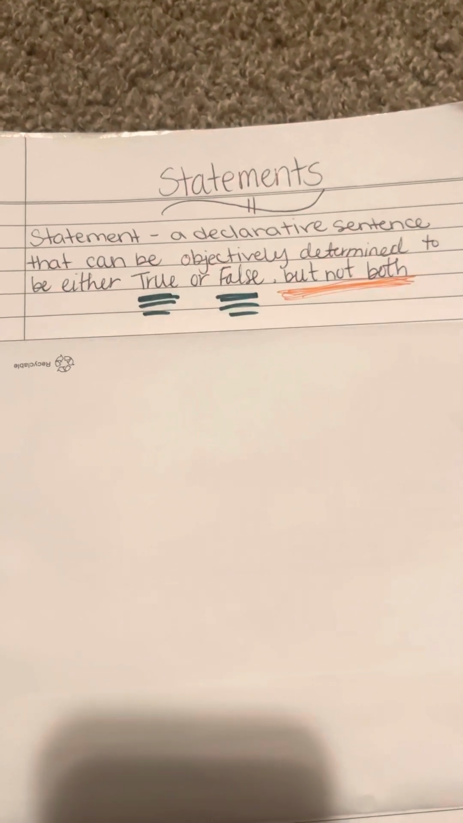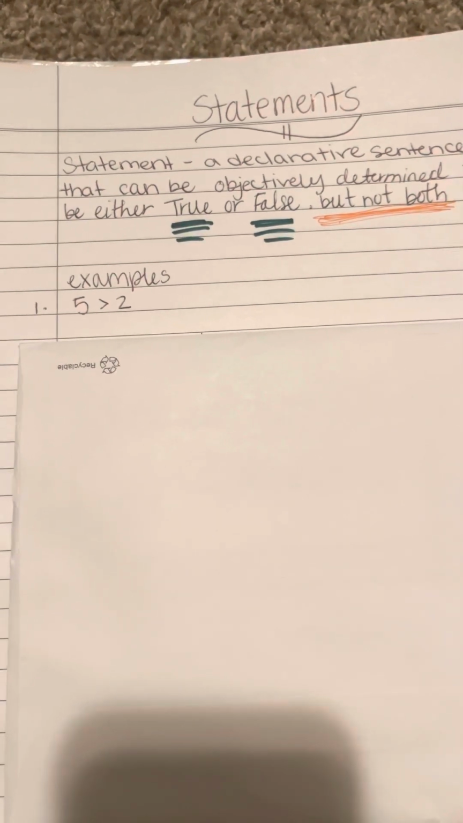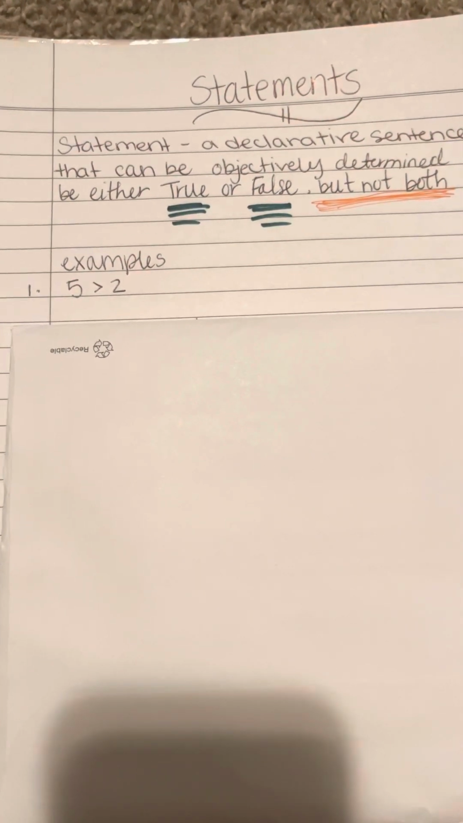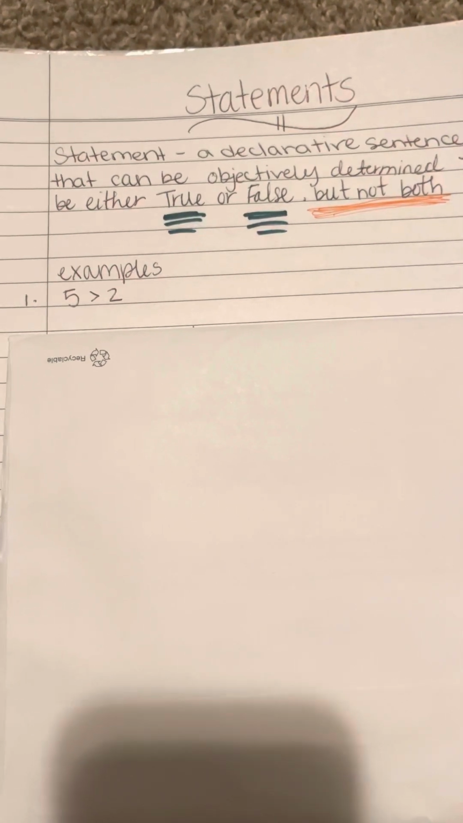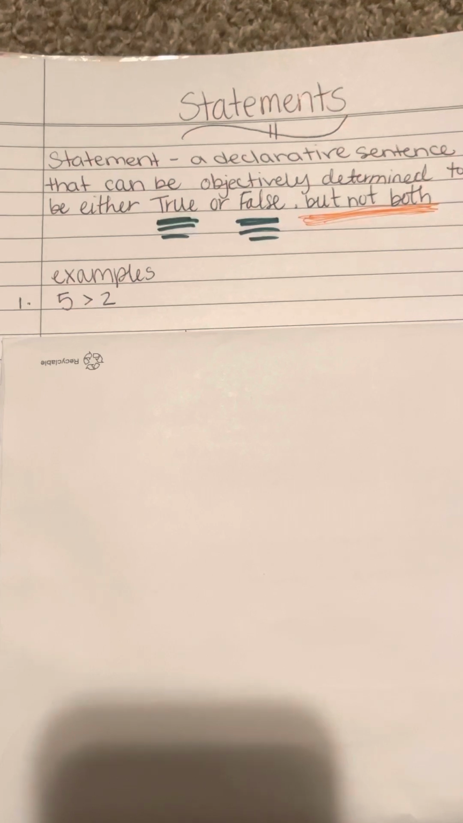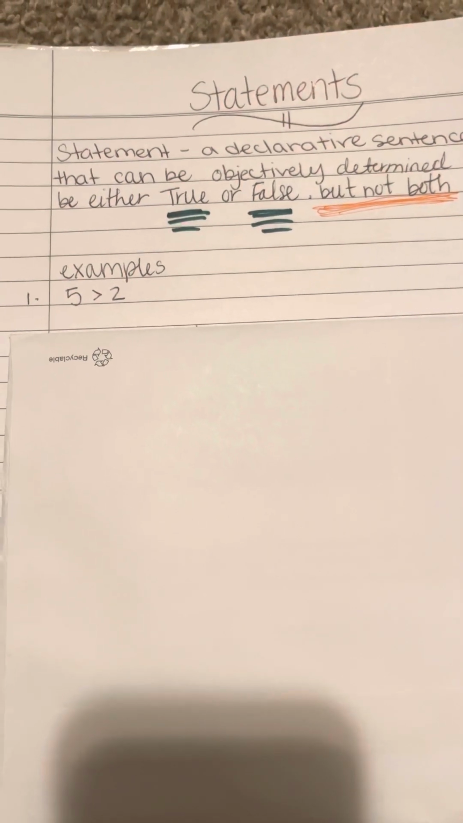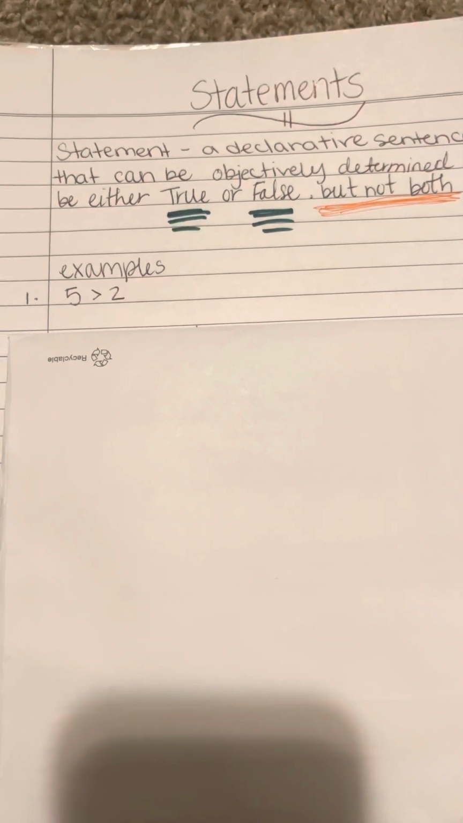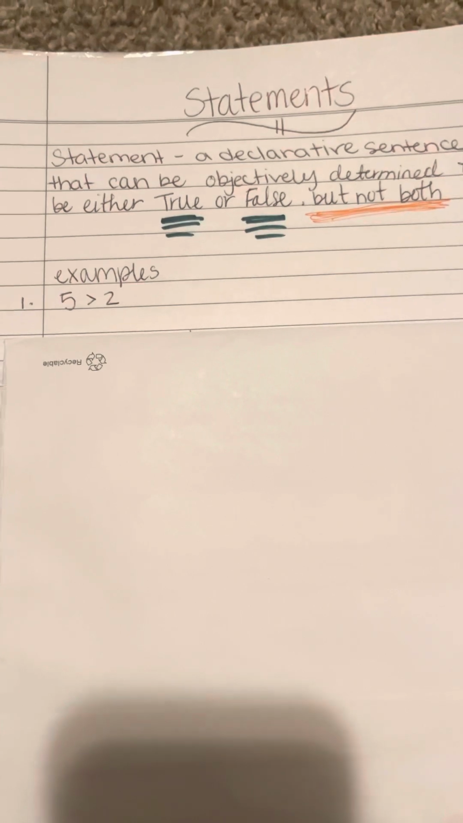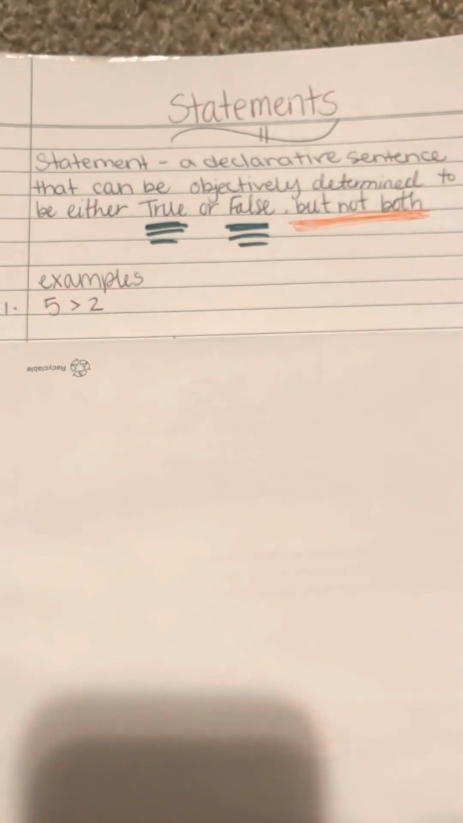Here are some examples. Here's the first one. 5 is greater than 2. Now, one can say, yep, that's true, because obviously, speaking in mathematical terms, we know that that is correct. But someone who may not know could say it's false. You can't say that it's equal, because the symbol is stating that 5 is greater than 2.